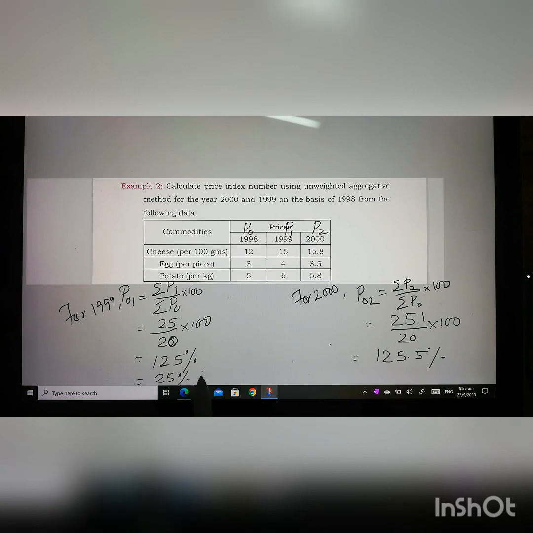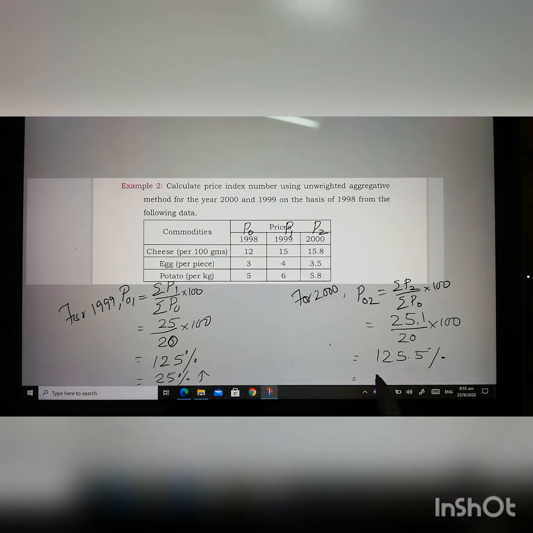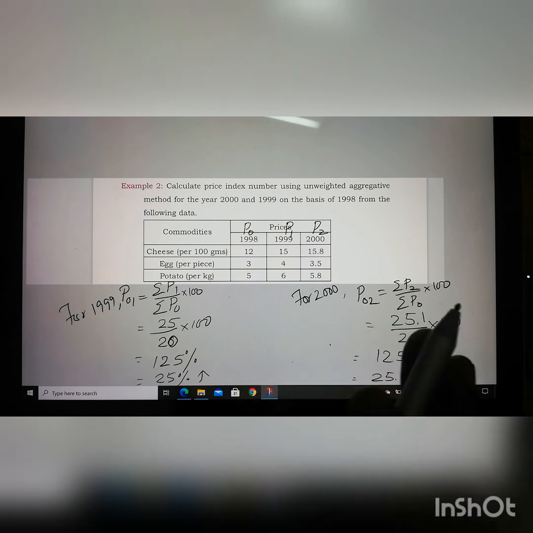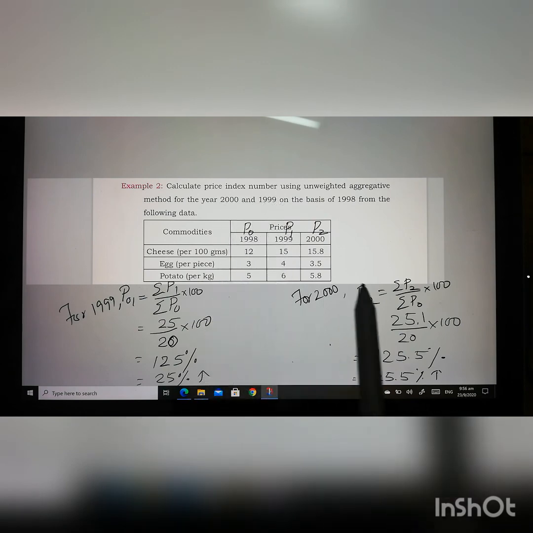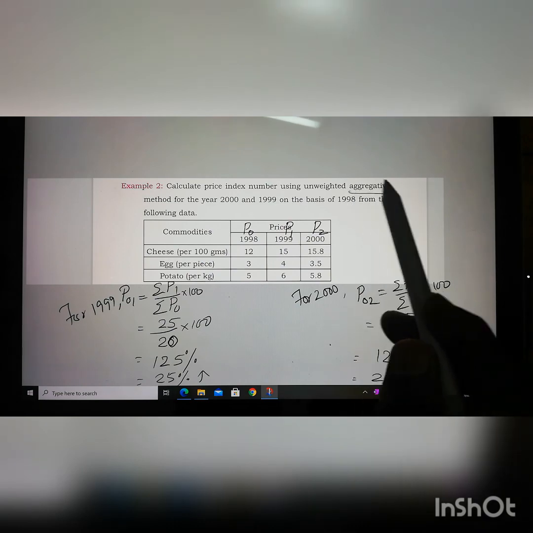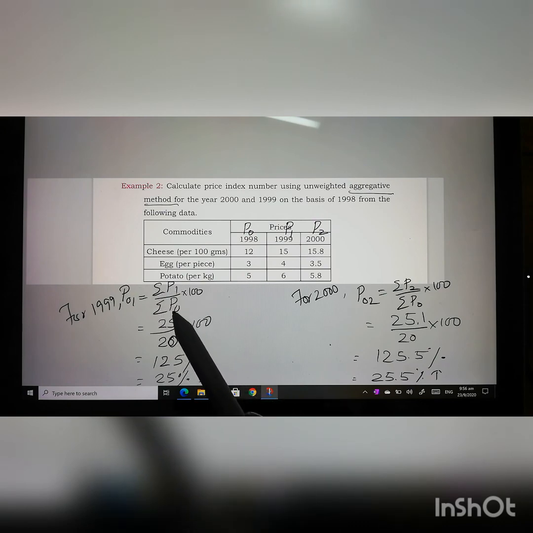So that means if we compare our prices of 1999 with 1998, there is a 25% increase. And when we compare the prices of 2000 with 1998, there is a 25.5% increase. This is what this particular problem is all about, students. Since they have asked to do this separately for 2000, this is how we do it. Is that clear? Very clearly see here, they said it is aggregative method.